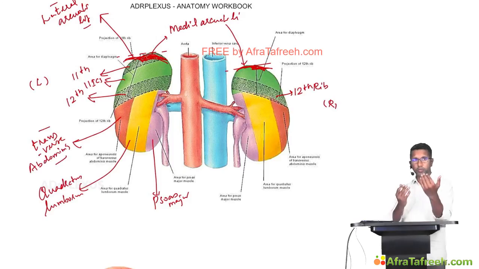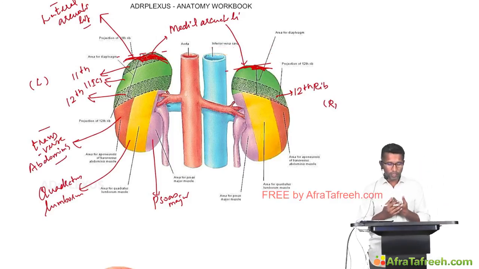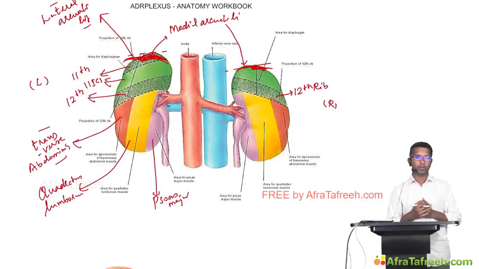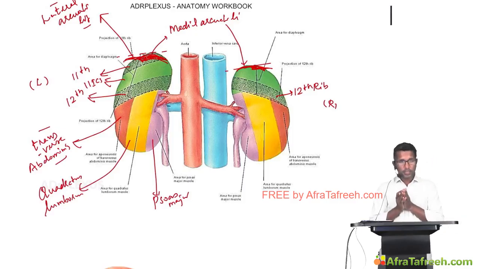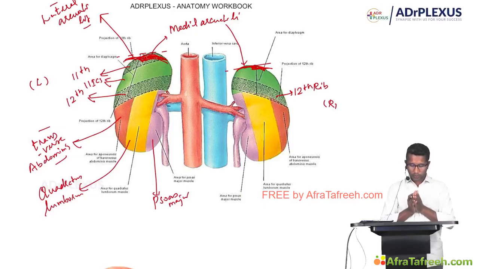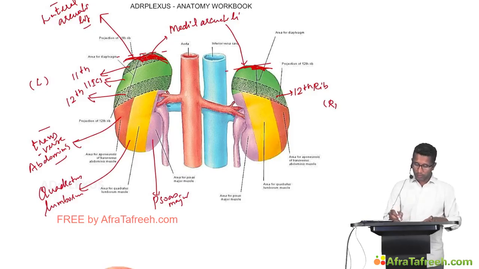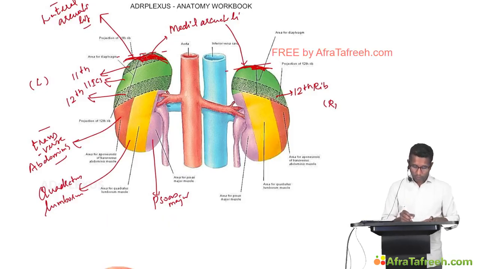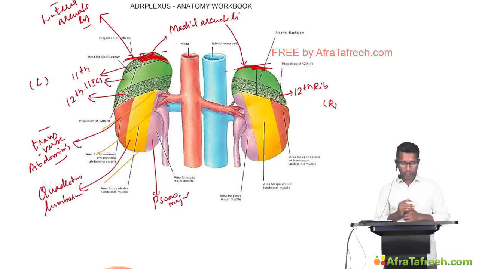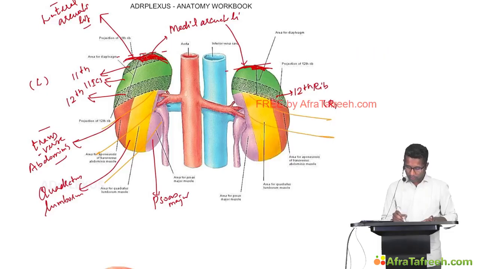So when you see the posterior relationship of the kidney, on the medial side it is related to the psoas major. Then it is related to the quadratus lumborum, and then to the transverse abdominis muscle. The kidney is also related posteriorly to three nerves. What are the three nerves that are related to the kidney here?